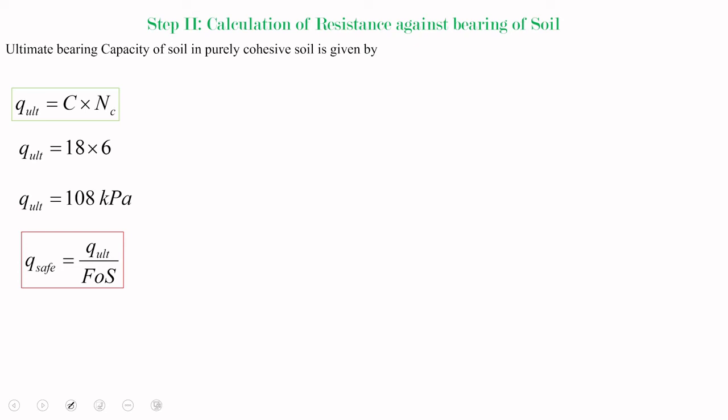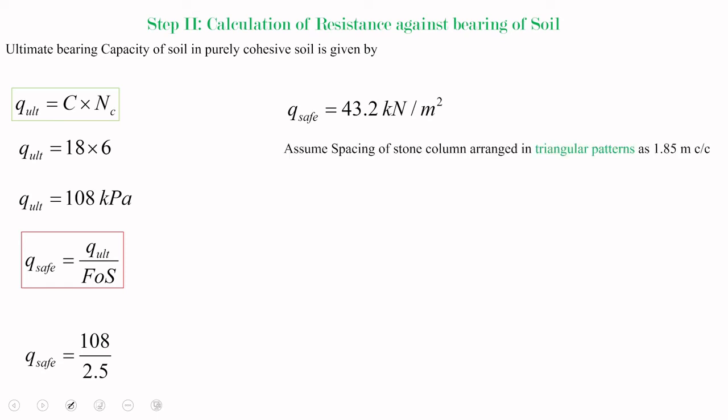Q safe will be equal to Q ultimate divided by the factor of safety. Here we can take the factor of safety as 2.5, which is mentioned in the question. So 108 divided by 2.5 comes around Q safe equal to 43.2 kilonewton per meter square.